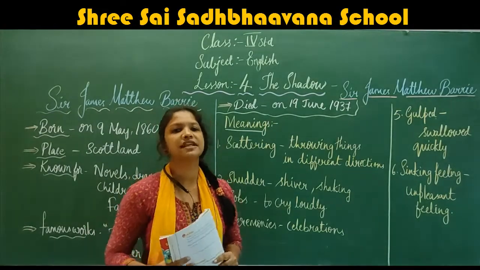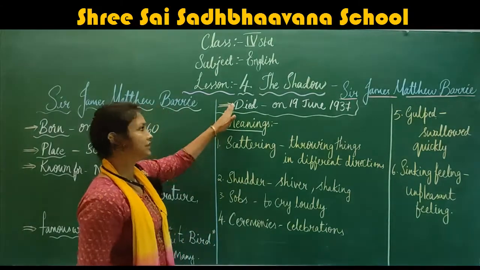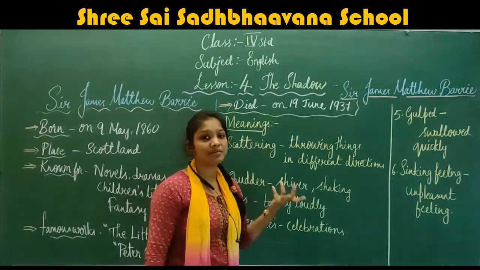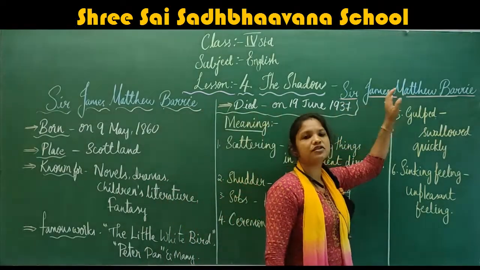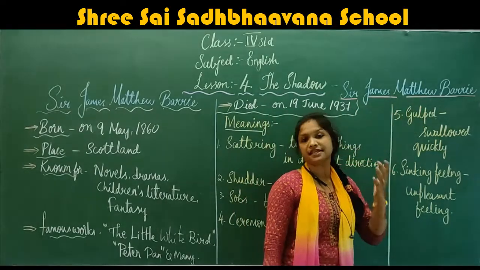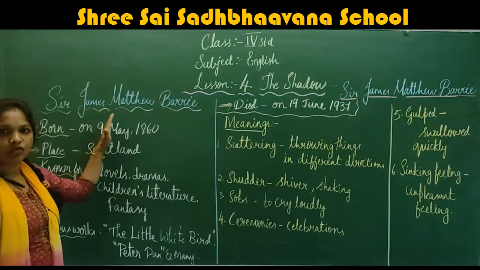Children, today we will start with a new unit, that is a new lesson, the fourth lesson, that is The Shadow. And this lesson is written by a famous writer by the name Sir James Matthew Barrie. What is the author's name? Sir James Matthew Barrie. Now let's see about him.